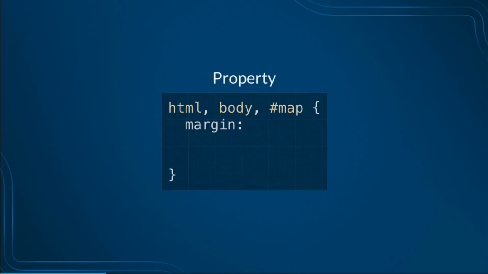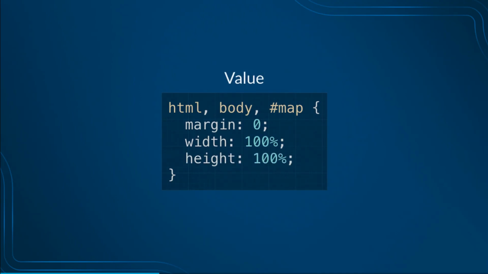And we declare the rules that we want to apply to those elements. So all of these elements are going to have a margin of 0. And then the rest of the CSS rule is just kind of filled out with different variations of this. So all of these things are going to be 100% wide, and they're all going to be 100% tall, and that makes your map take up the full page. And this entire structure is a single CSS rule.